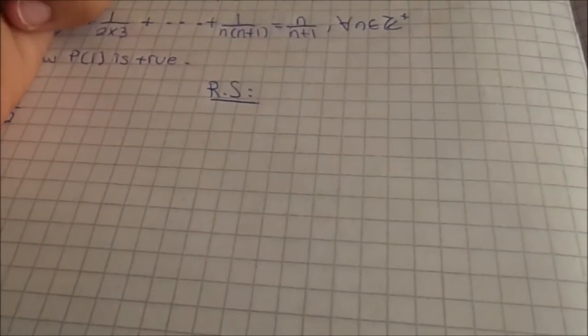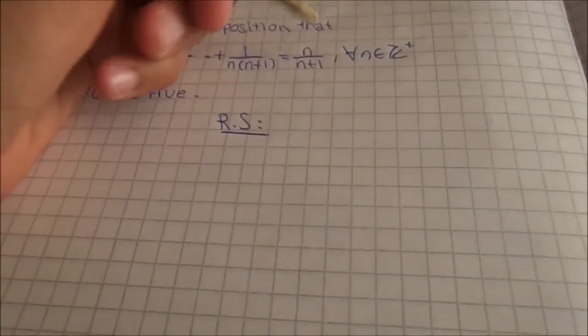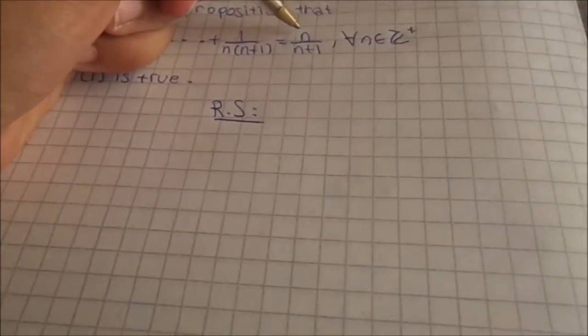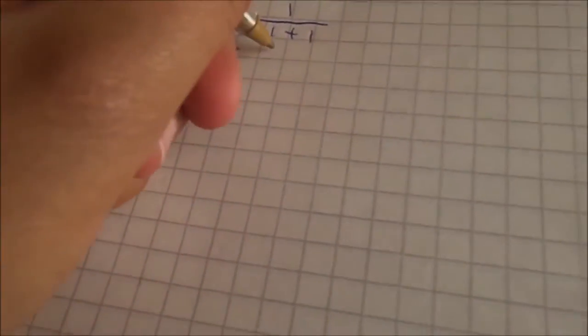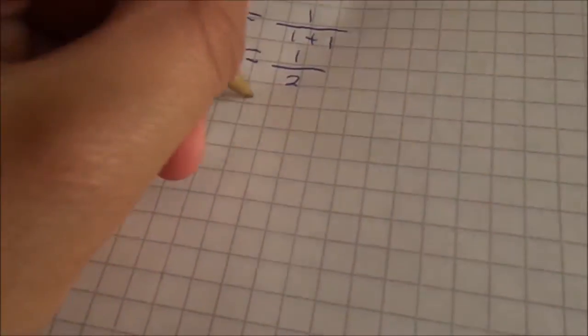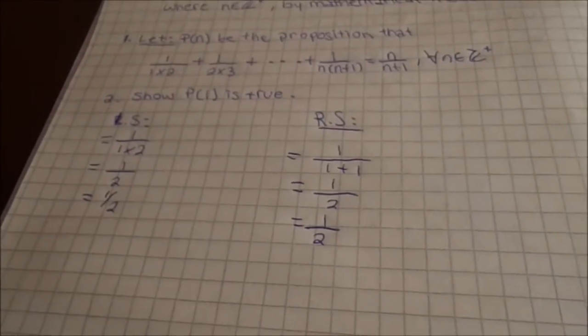so now basically I have to plug in 1 for n. So over here I have to plug in 1 for n. So 1 over 1 plus 1, which equals 1 over 2. And now you can see the right side equals the left side.